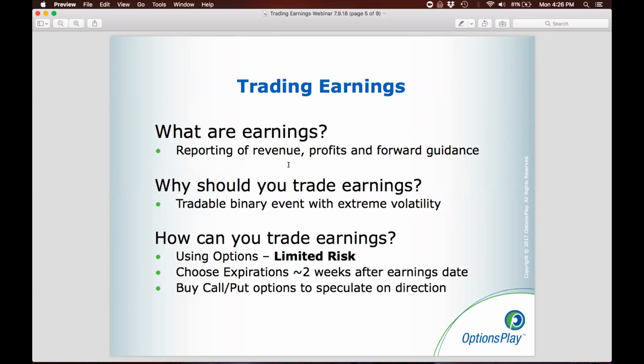So what is trading earnings? This is really for those of you that are relatively new to this topic or maybe have not traded earnings before. Earnings is simple. It's when the company reports its revenue, profits, and forward guidance. Companies do this once a quarter, or 4 times a year, and they start in July for the Q2 quarter.